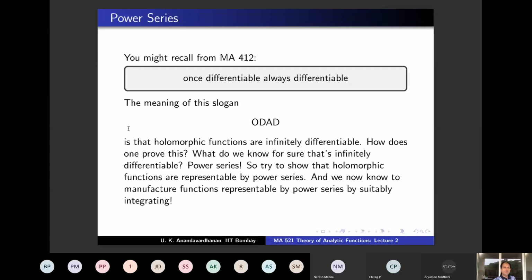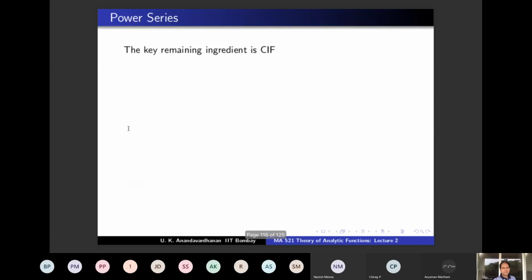So try to show that holomorphic functions are representable by power series. So how to do this? So now we know a method by which we can manufacture functions representable by power series. How do we do that? By suitably integrating. Right? If you suitably integrate, then you are getting a power series representation. If you construct a function, we just saw that that function is representable by power series. So the key remaining ingredient is CIF. What is CIF? Can someone tell me quickly what is the full form? Cauchy integral formula. Correct, Cauchy integral formula.